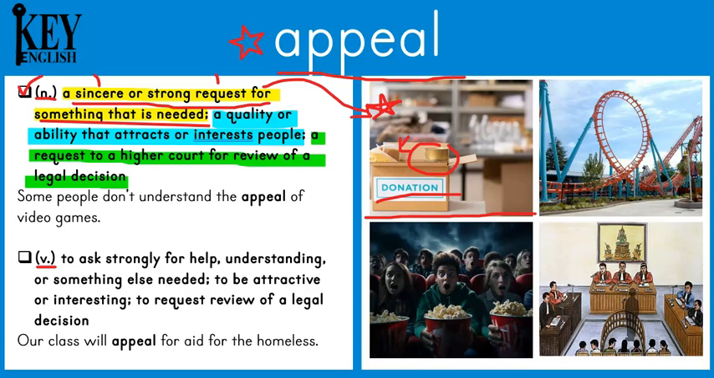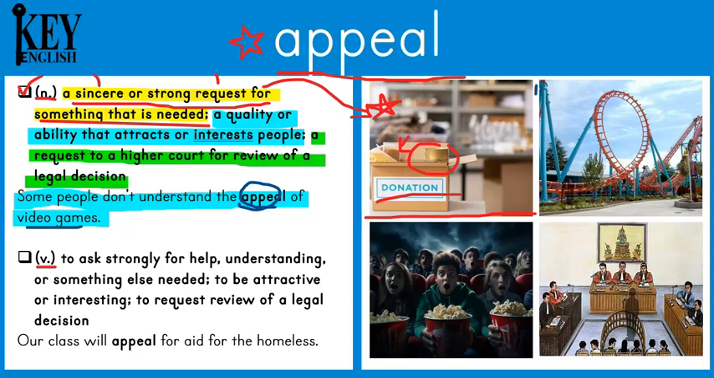So we can use the word appeal in this way when we are asking or requesting for things that are needed. The second way of using the word appeal in blue here was a quality or ability that attracts or interests people. So it can be the special thing about something that makes people like it. For example, this example sentence says, "Some people don't understand the appeal of video games." So they don't understand the quality or the thing about video games that makes others like video games.